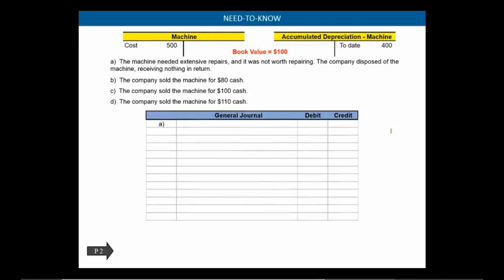All right, so then we can take a look at A. The machine needed expensive repairs, not worth it. The company disposed of the machine. We didn't get anything in return. We didn't sell it. We just threw it away. So what do we got to do? If this is a debit balance, we need to make it go down to 0. Therefore, we're going to credit the machine, making it go to 0. This has a credit balance. We also need to make that go down to 0 because it's related to the machine that we gave away. Therefore, we're going to debit that.